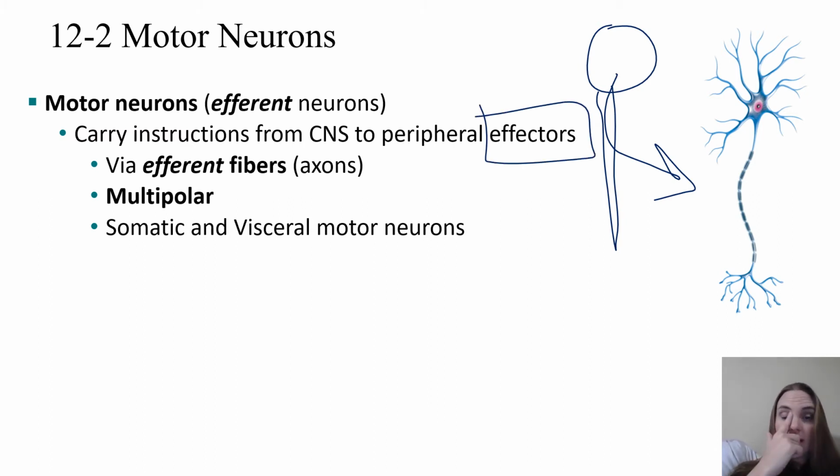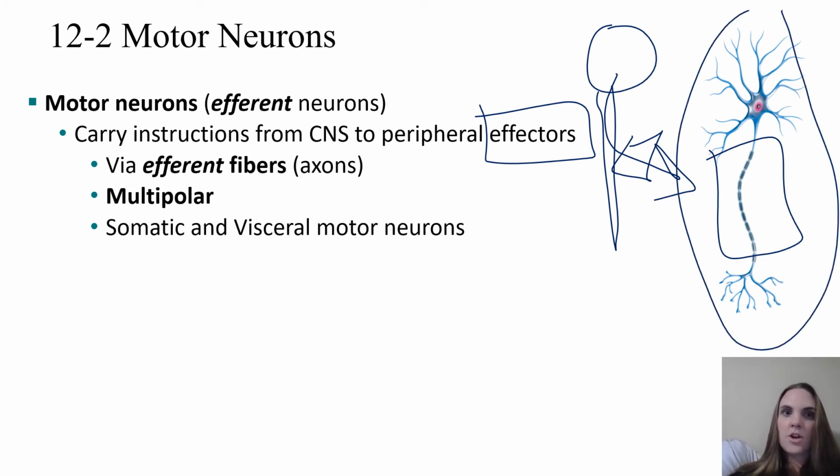And they travel via efferent fibers. So those processes on those multipolar neurons are going to be called fibers. Those axons are called fibers, and these are efferent fibers because we are exiting the central nervous system. So these are those multipolar neurons that we talked about where we have one long axon and then lots of dendrites coming off the cell body.